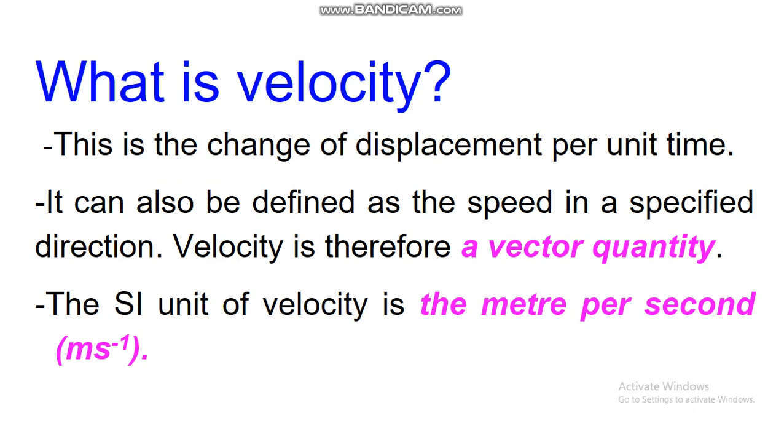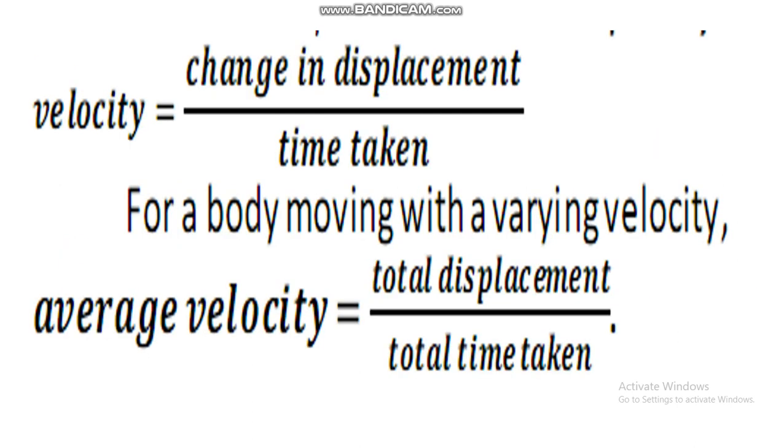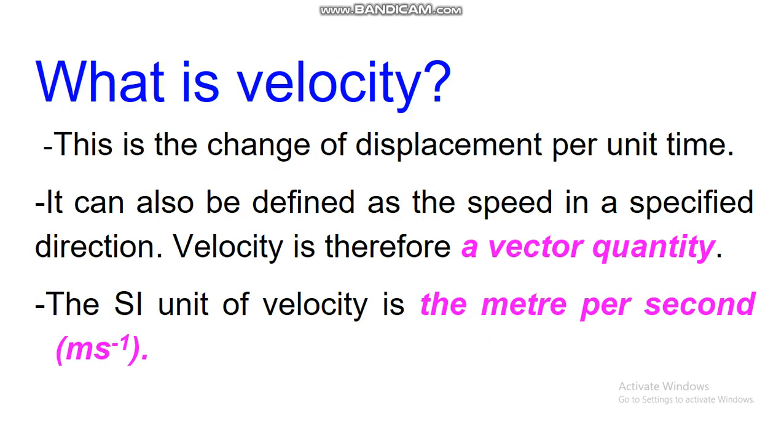Our fourth term is velocity. What is velocity? This is the change of displacement per unit time. It can also be defined as the speed in a specified direction.